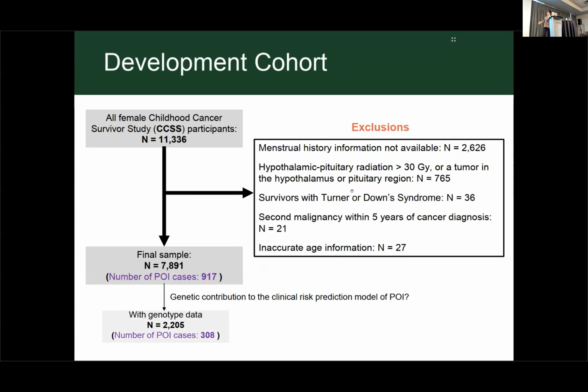This is how we approach this work. The data comes from the Childhood Cancer Survivor Study with 11,000 patients, and we have exclusion criteria. After all the exclusions, we have a final sample of 7,000-ish to 8,000-ish female survivors contributing to this study. In addition, we also have genetic information on about 2,000 survivors, and we also investigated the genetic contributions to the clinical risk prediction model that we developed.